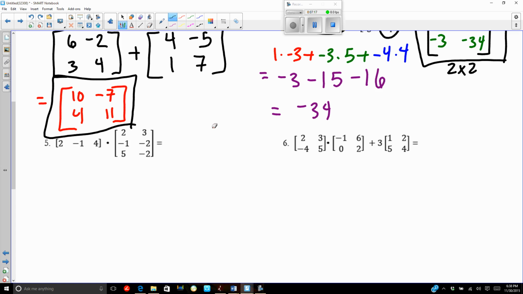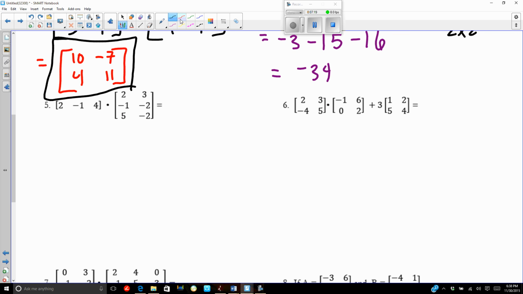Again, we're multiplying on number 5. This one is much shorter. But again, the first thing you want to do is label the dimensions for this first matrix. It has just one row. Rows go side to side, and it has 3 columns. There's 3 up and downs. The second matrix has 3 rows, so it has 3 side to sides, and it has 2 columns.